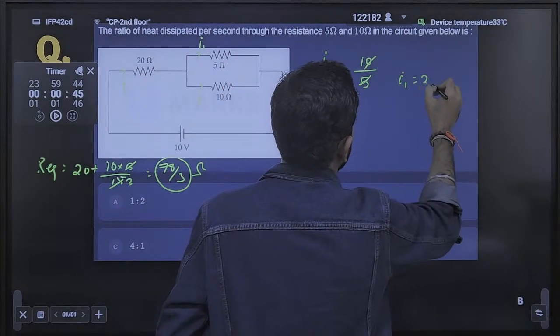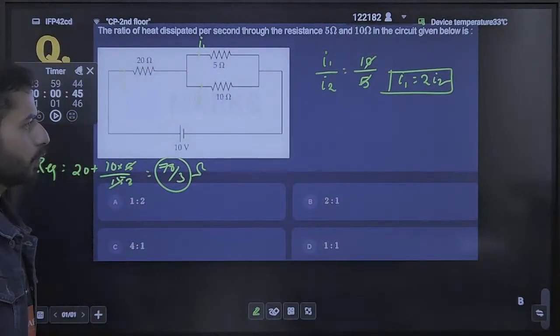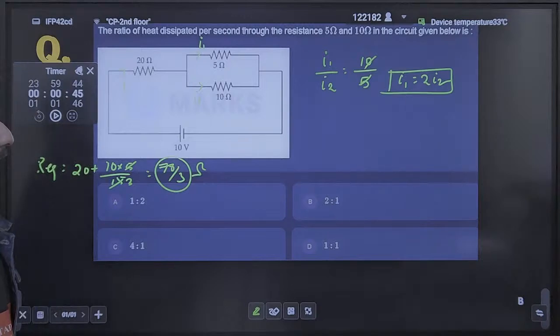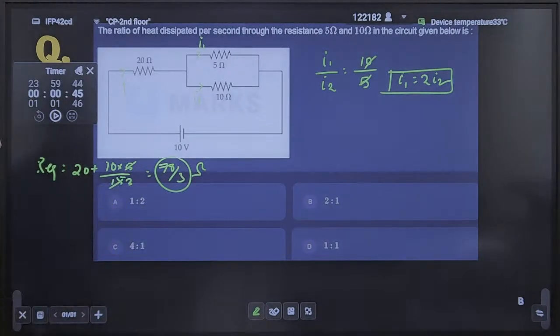I1 is equal to 2 times I2. Why? Because in the I1 circuit the current is very less. So directly you can do it from here. Otherwise, this was the second approach that you can do.